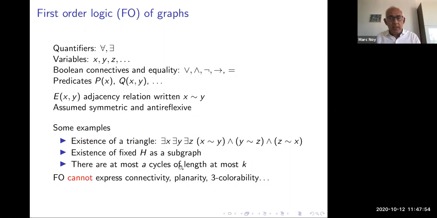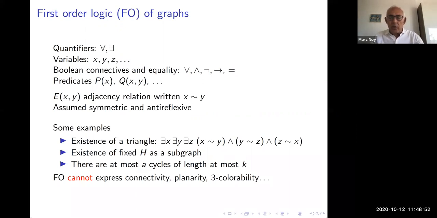Now, even more complicated sentences, and this example will be of importance later: there are at most A cycles of length at most K, when A and K are fixed, say 10, 50. This would be a rather long sentence, a bit boring to write down, but you can imagine: there are no more than A plus one subsets of K vertices inducing a cycle. And probably it is very well known that you cannot express more global properties like connectivity, planarity, or three-colorability, which you can indeed express in monadic second-order logic. But today is only going to be about first-order logic. If there are any questions you can ask, I have planned my slides to have plenty of time, so you are invited to ask questions.